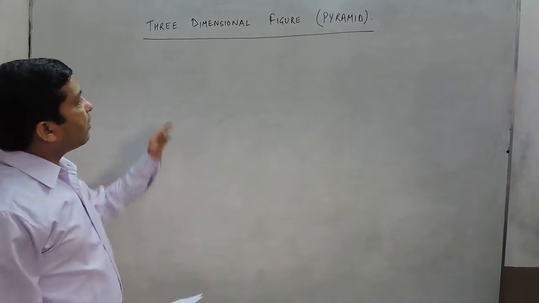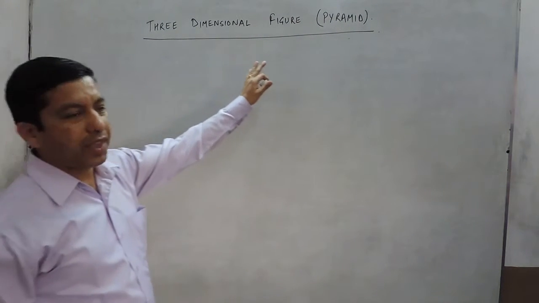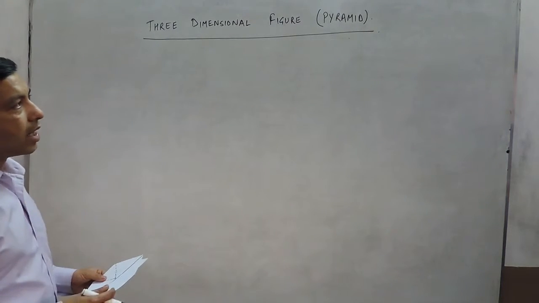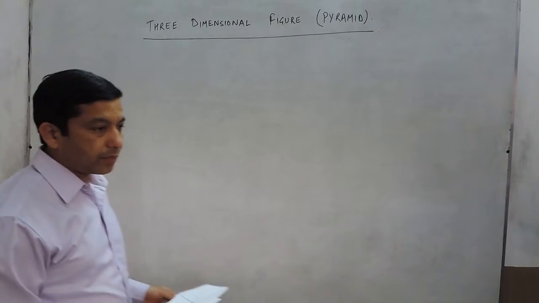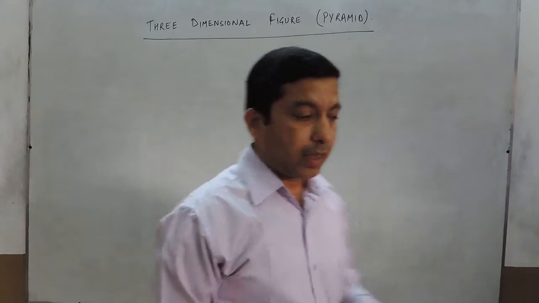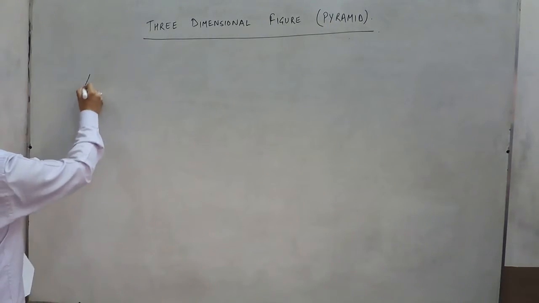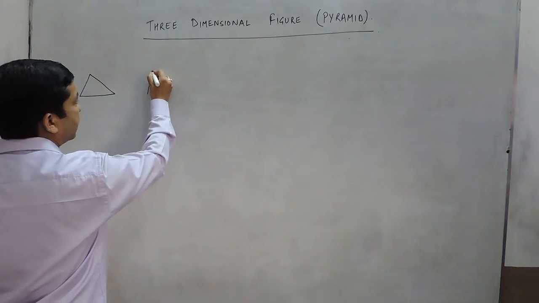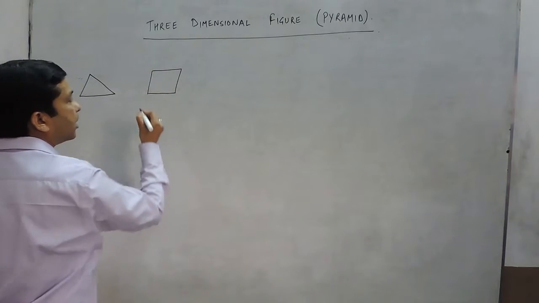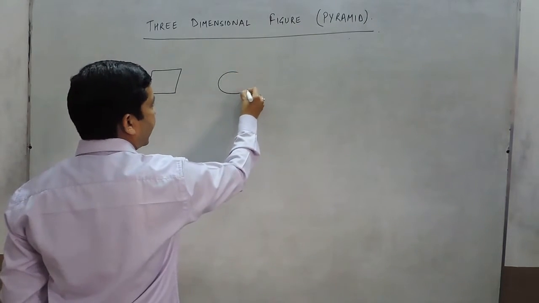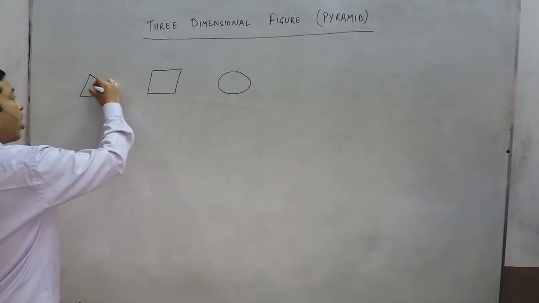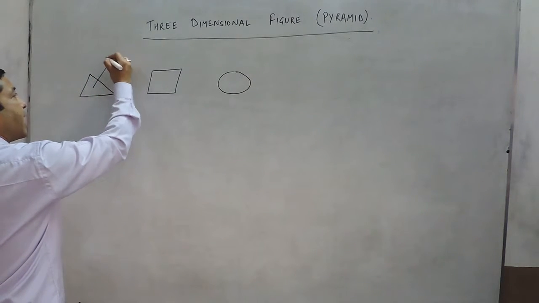Hello everyone, we have already discussed the three-dimensional figure which is a prism. Today we are discussing another figure which is a pyramid. When we talk about a pyramid, it is basically a base. It can be a triangular base, it can be a square base, or it can be a circular base. And from the center there is some height.